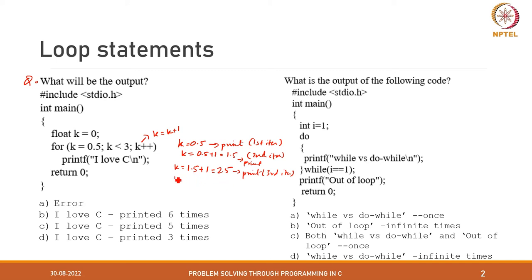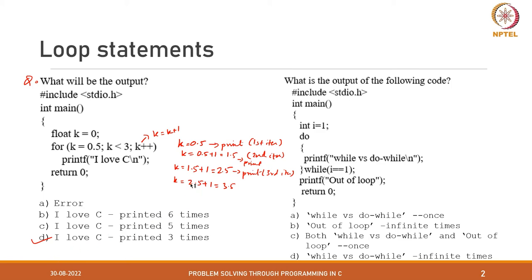After the third iteration is over, it will increase the value from 2.5 to 3.5. Now it checks for the fourth iteration. Before the fourth iteration starts, you have the condition checking first at the beginning of the loop. So it will check that 3.5 is less than 3, that is false, so it will exit the loop and go to the next statement, which is return 0. So here we have a total of 3 complete iterations that ran, and this statement was printed 3 times. So here the answer will be D.